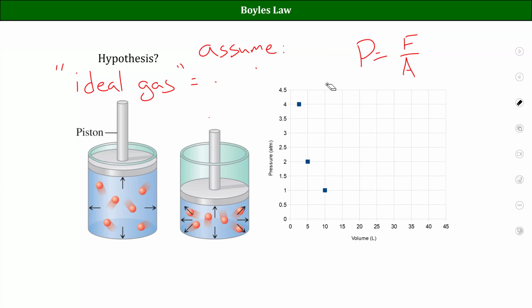So what about if we go the other way? What if we started here and we started doubling the size? What should happen? If we're doubling the volume, we're doubling the area, right? So if we double the area, our pressure should get cut in half. And so we get a function that looks something like this. If we keep doubling the volume, can we ever actually get to zero pressure?